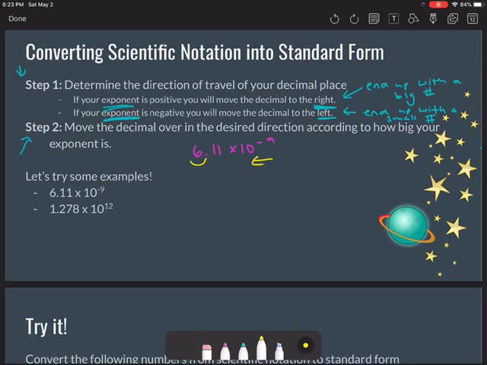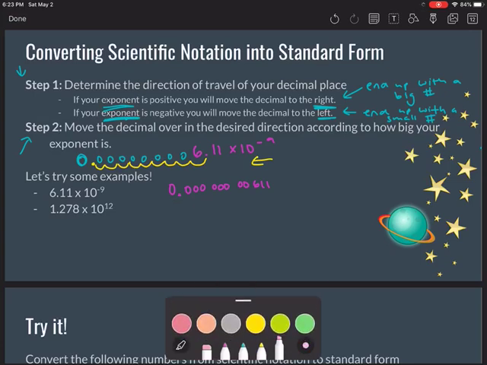So I'm going to go 1, 2, 3, 4, 5, 6, 7, 8, 9. And then draw my decimal there. I am then going to fill in all those spots with zeros. So 1, 2, 3, 4, 5, 6, 7, 8. And then a 0 to begin with. So I'm going to rewrite this answer here as 0 decimal, 8 zeros, then 6, 1, 1. This is what I'm going to end up with here.